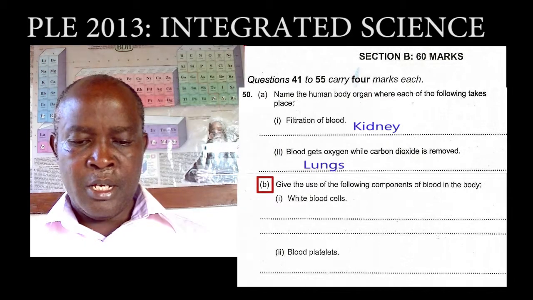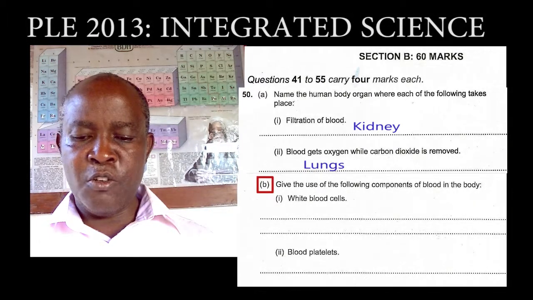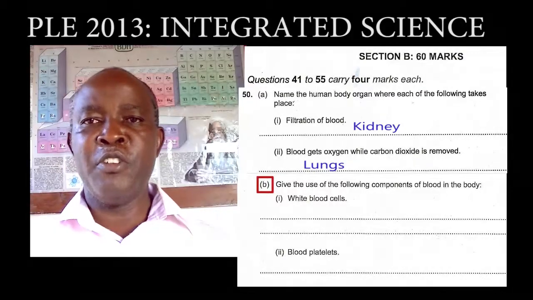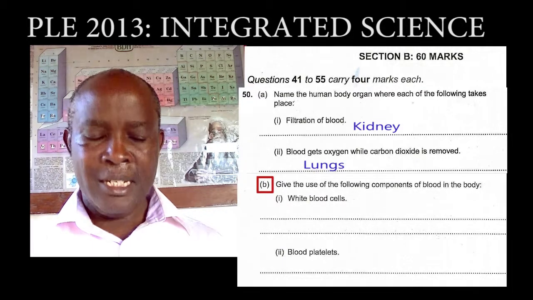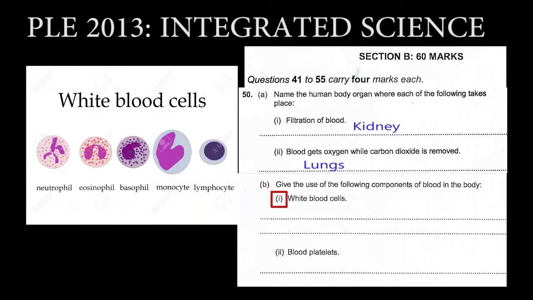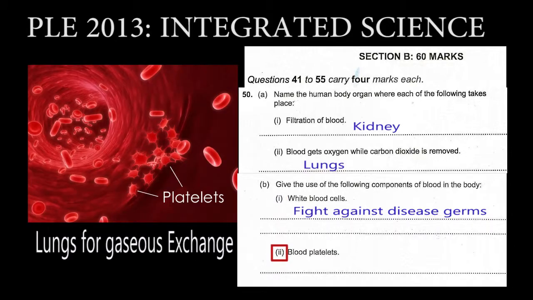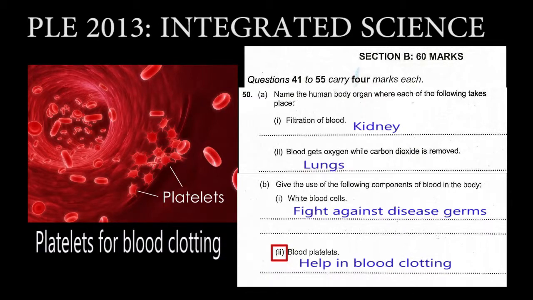B. Give the use of the following components of blood in the body. A. White blood cell. White blood cells fight disease-causing organisms. Blood platelets. Blood platelets help in blood clotting.